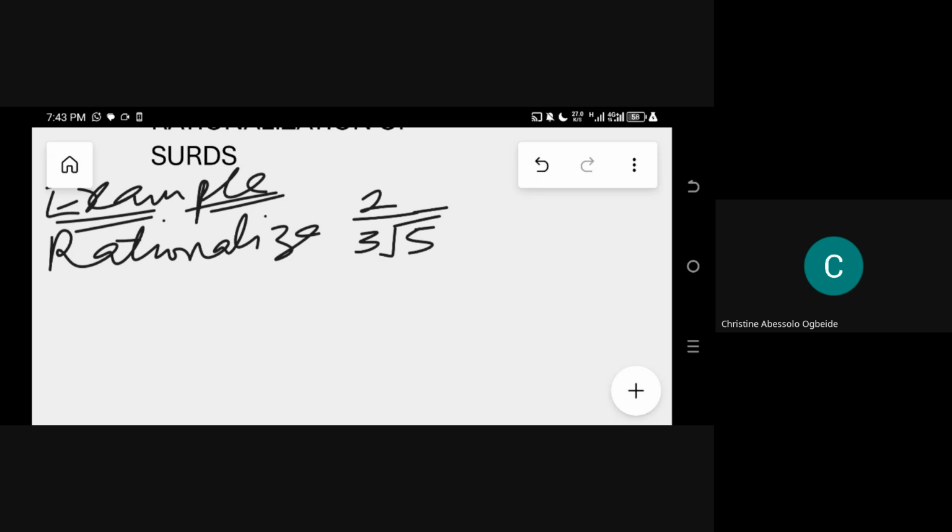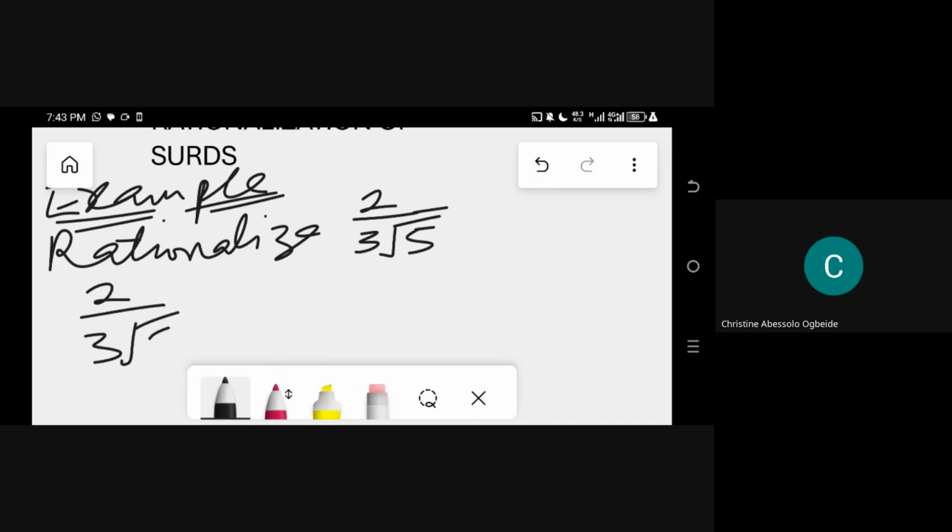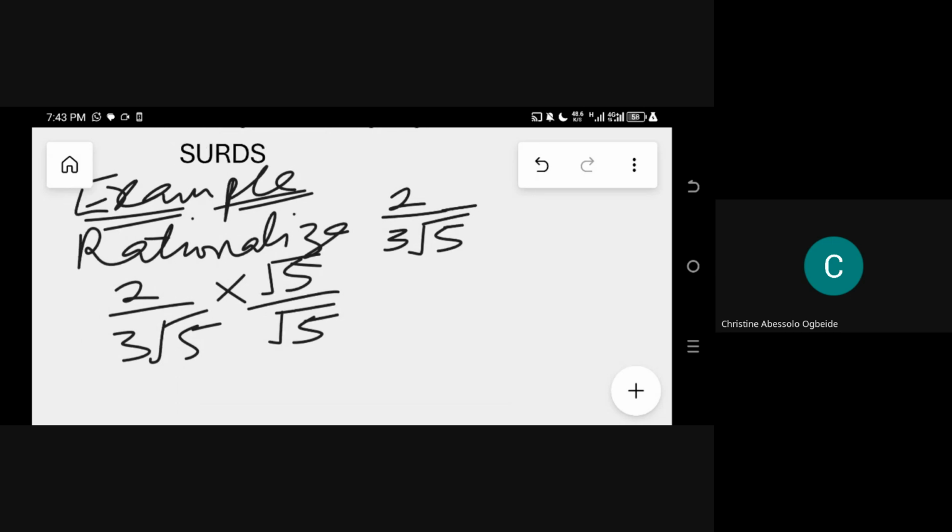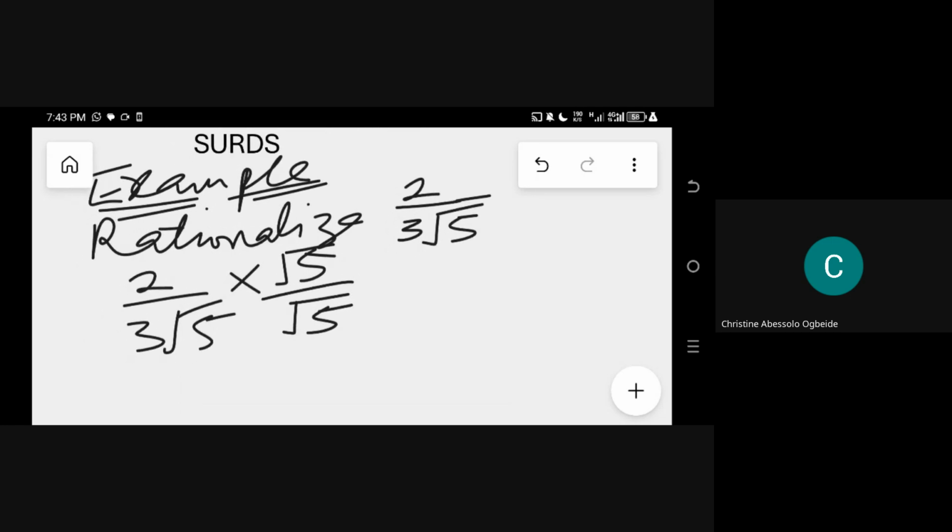So by removing it, you need to say that 2 over 3 root 5 is multiplied by root 5 at the top over root 5 at the bottom. So you can see that you're using root 5 to multiply the top, and at the same time, you're using root 5 to multiply the bottom. The reason you're doing that is because it is root 5 that you're trying to eliminate. You're trying to remove that root 5 from the bottom. That is why you multiply the top and the bottom with root 5.